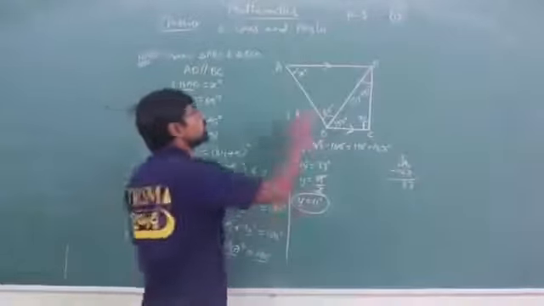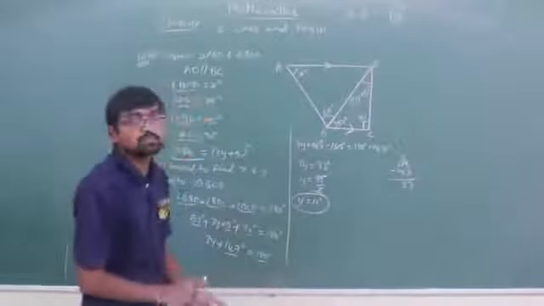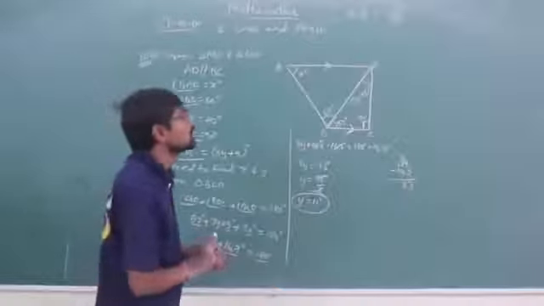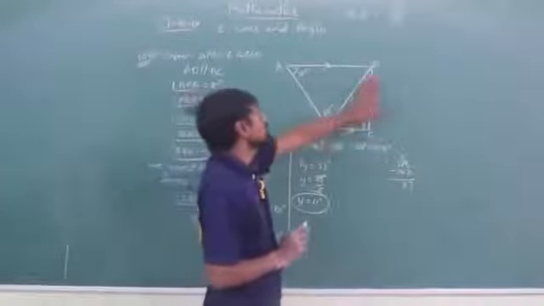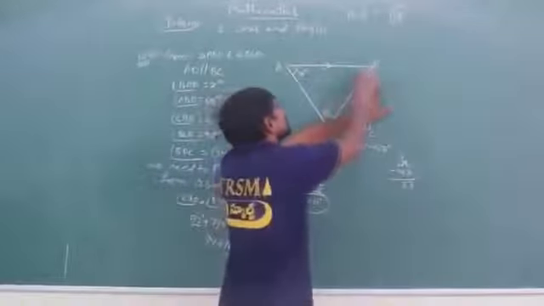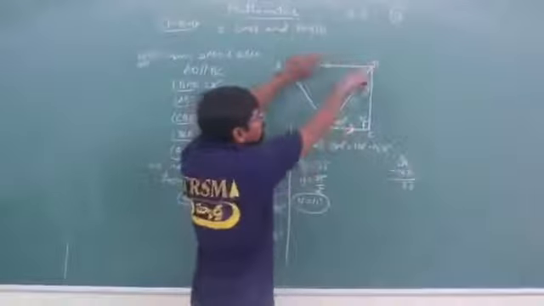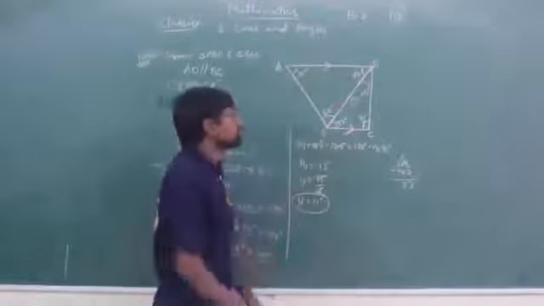Now we need to find the value of x. So how will we find the value of x? It is very easy. We have different methods. First method: if this is 52, this is also 52. Why? These both are parallel and this is a transversal. If this is 52, this is also 52, isn't it?